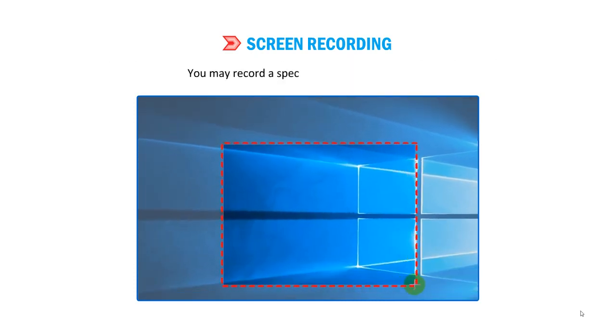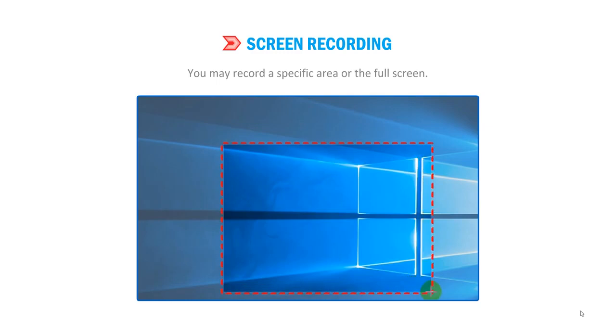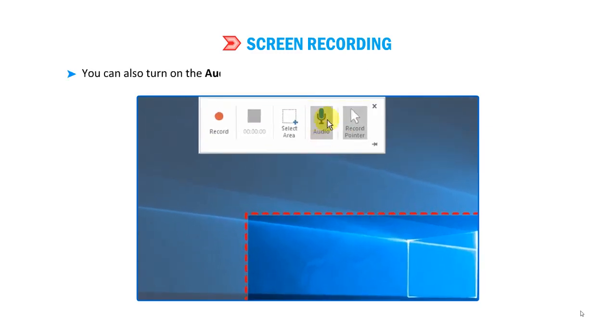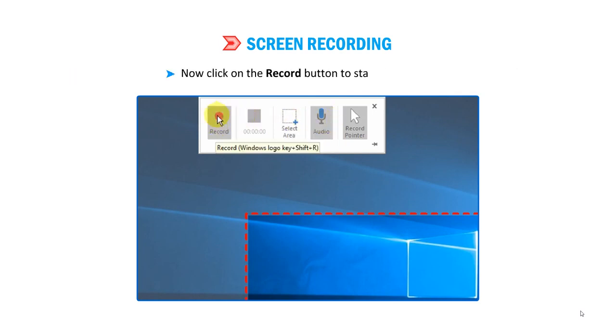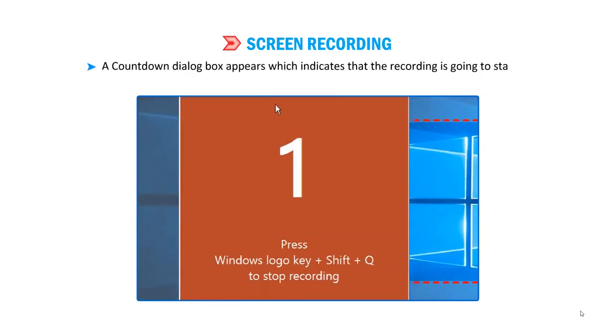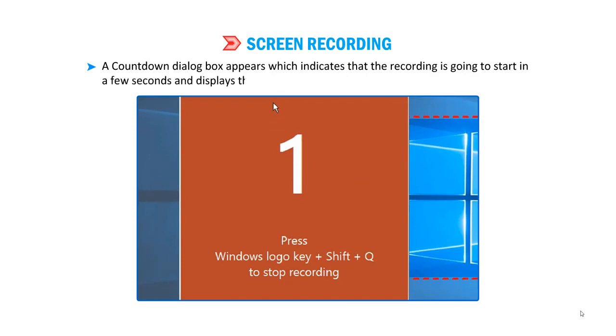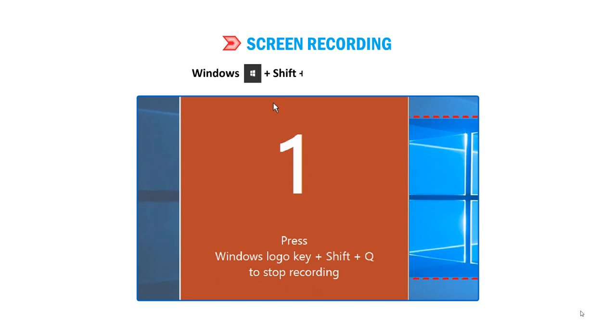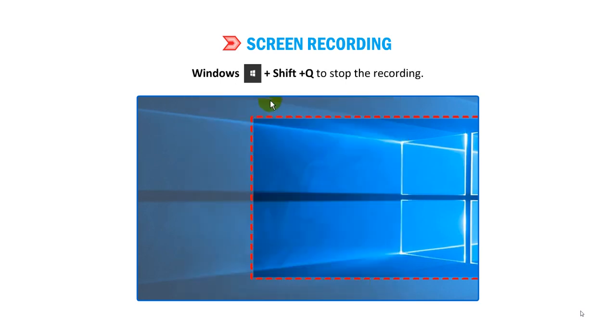You may record a specific area or the full screen. You can also turn on the audio option if you want to insert sound in your screen recording. Now click on the Record button to start the recording. A countdown dialog box appears which indicates that the recording is going to start in a few seconds and displays the shortcut key combination, that is Windows plus Shift plus Q to stop the recording.